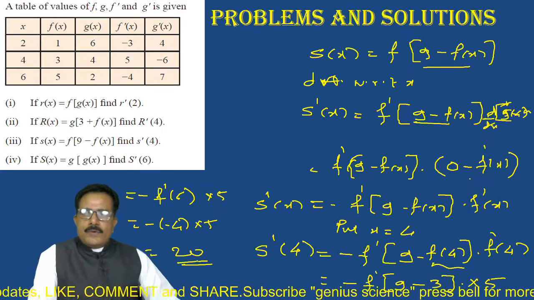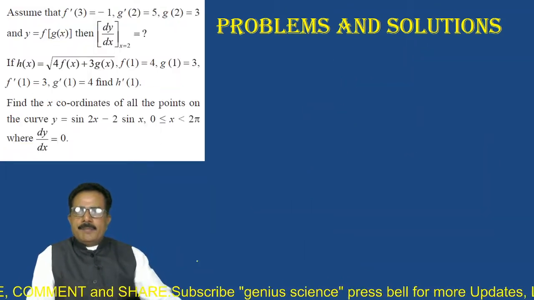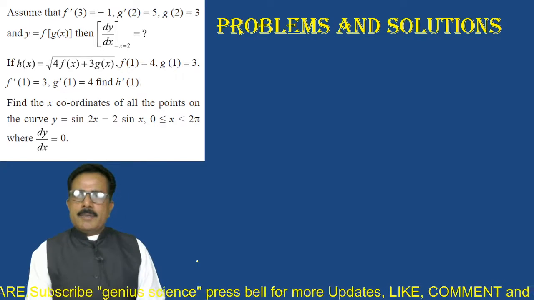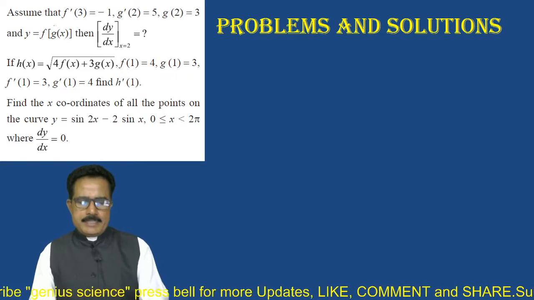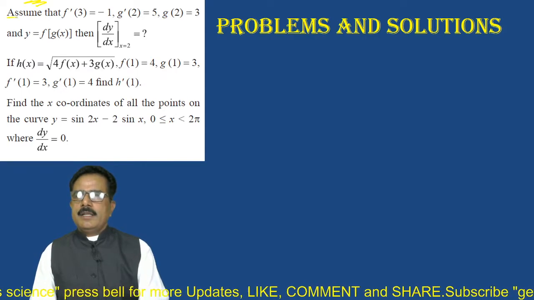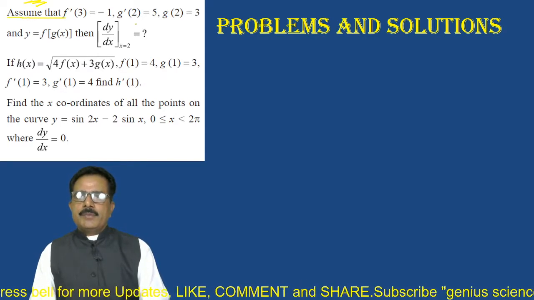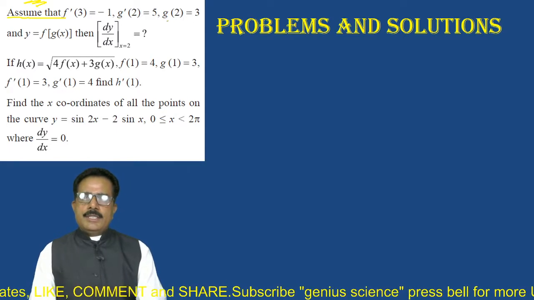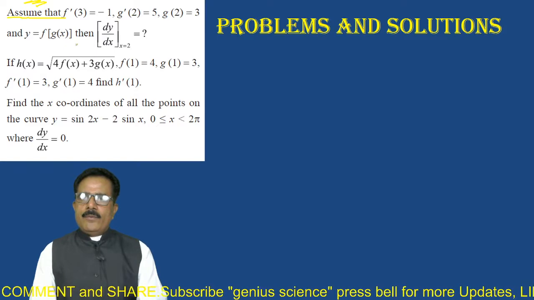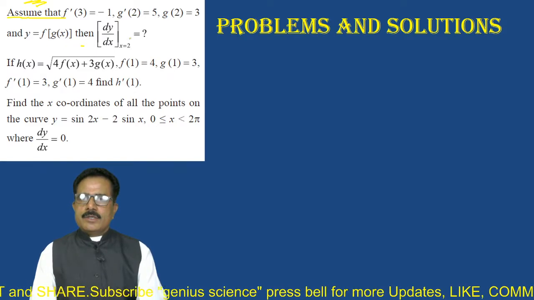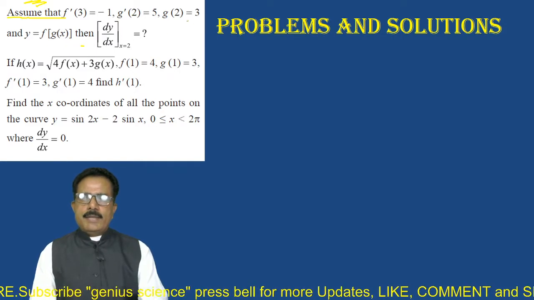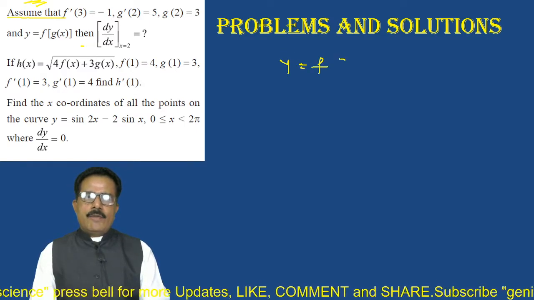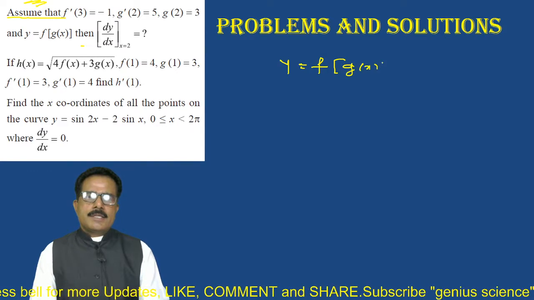Now you can solve the fourth example in a similar way. Now let us discuss another example. Suppose this is the first example here. Suppose that f dash of 3 is given as minus 1, g dash of 2 is given as 5, g of 2 is 3, and the given function y equals f of g of x, then dy by dx equals. Now suppose y equals f of g of x.